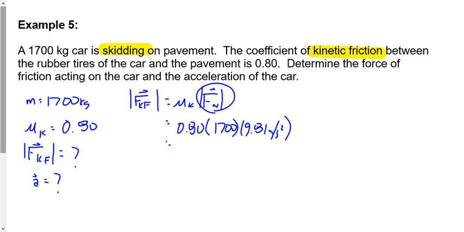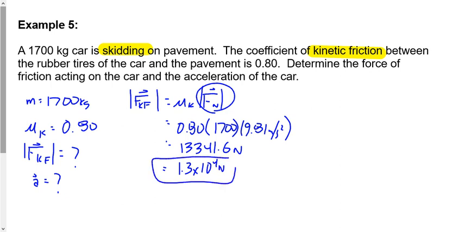So we multiply 0.8 by 1,700 times 9.81. We get a value here of 13,341.6 newtons, which we're going to round to 2 digits, 1.3 times 10 to the 4 newtons. So what's the value of the force of kinetic friction? 1.3 times 10 to the 4 newtons.